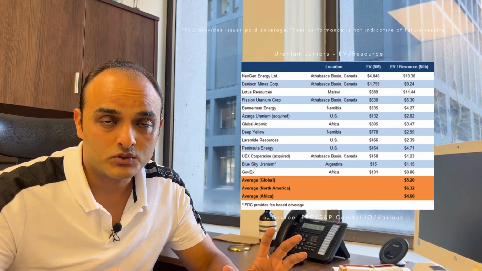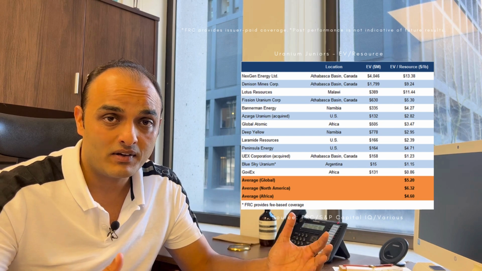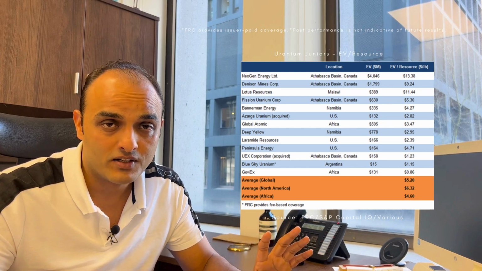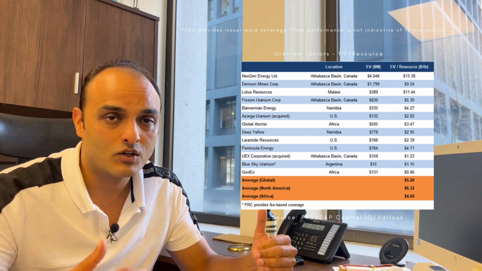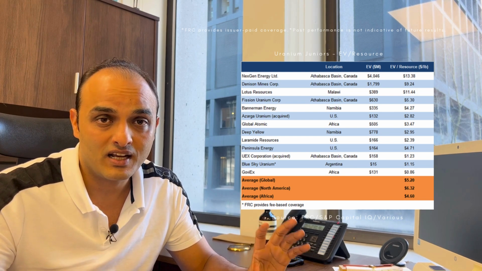Now, if the EV to resource of the company you're looking at is less than the average, for example, if you're looking at an African junior and its EV to resource is less than $4 a pound, it's a good signal that the stock is potentially undervalued and you can spend more time researching the stock.